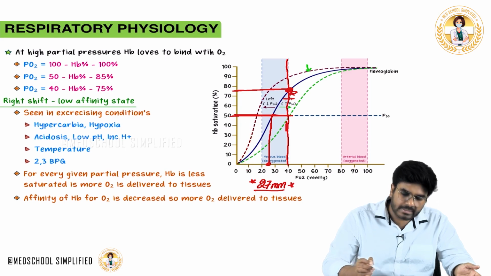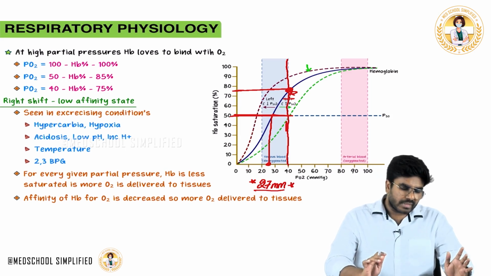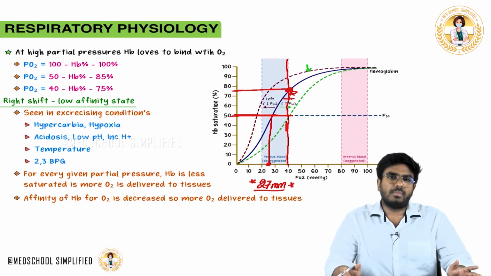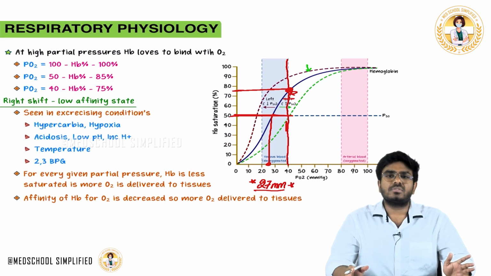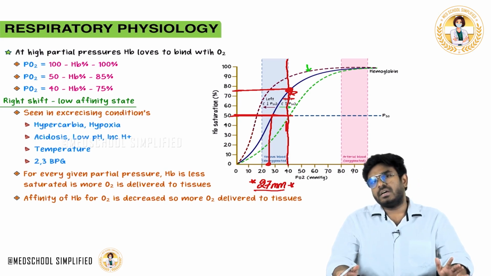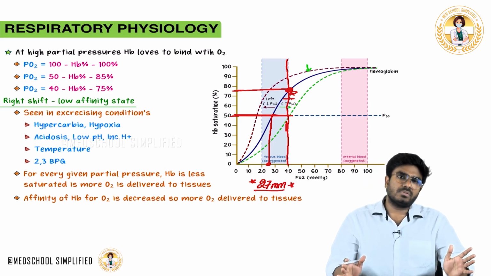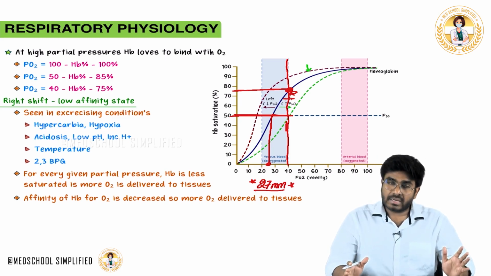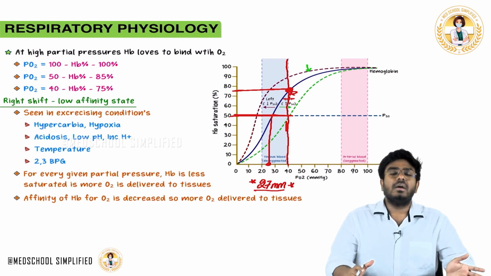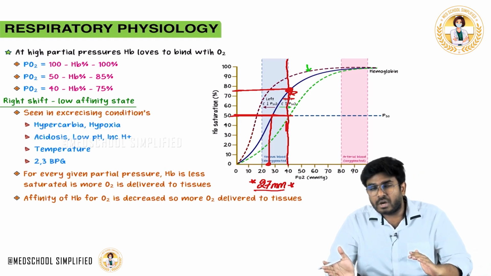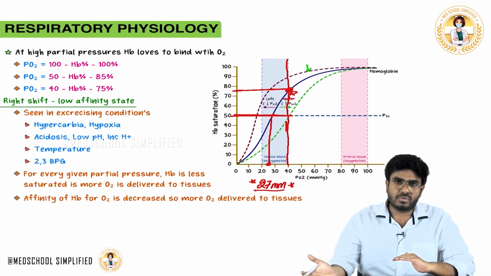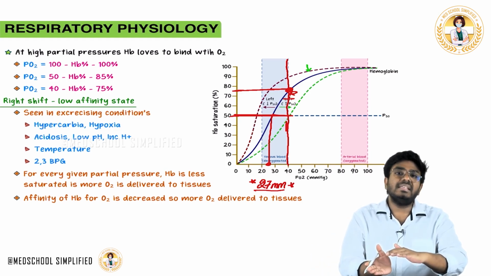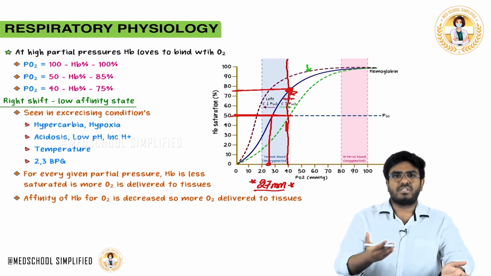So in this slide we have discussed all the important points regarding the oxygen association dissociation curve, how the curve changes in right shift and left shift, the conditions in which the person is going to have a right shift in the oxygen hemoglobin association dissociation curve, and the conditions where there is a left shift.